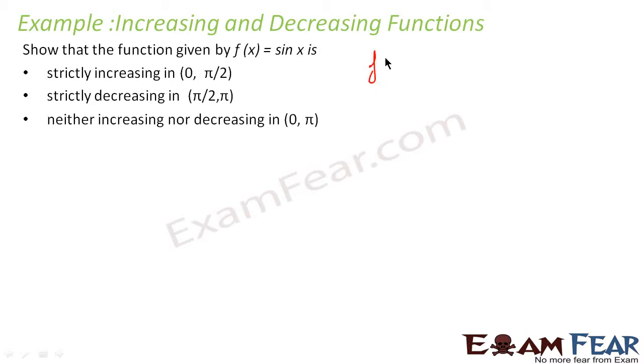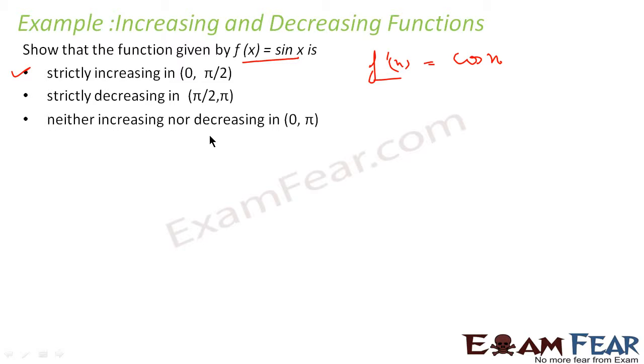The first thing we can do is find f dash x, correct? Because with this, I can prove that the function is increasing or decreasing. So let's find f dash x. f(x) is equal to sin x, then f dash is nothing but cos x. Let's take part 1 now. Part 1 says that my domain is 0 to pi by 2. If you take my domain 0 to pi by 2, my cos x will be positive always.